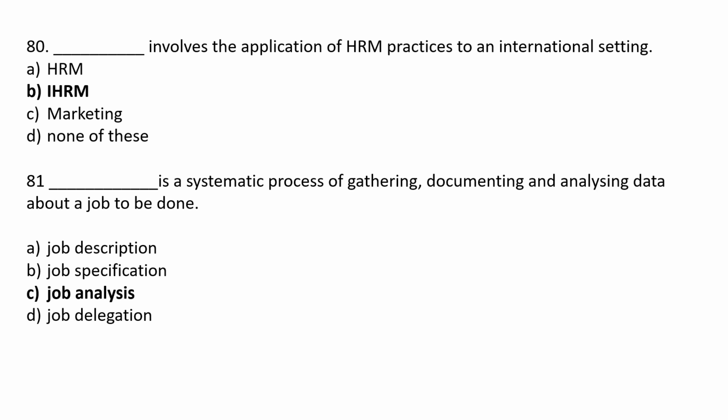Dash is a systematic process of gathering documentation and analyzing data about the job to be done. Option A job description, option B job specification, option C job analysis, option D job delegation. The correct answer is option C job analysis. Job analysis is a systematic process of gathering documentation and analyzing data about a job to be done.